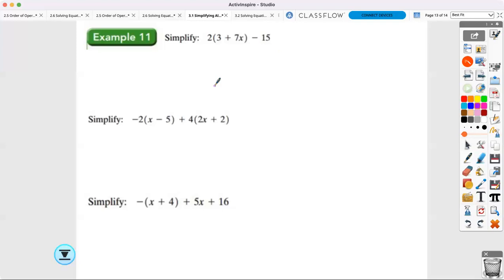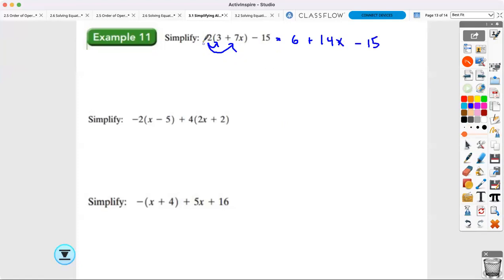All right, look at example 11, the first one. We have 2 plus the parentheses, right? So I'm gonna go ahead and get my pen and put an arrow with the 2 and the 3, 2 with the 7x. 2 times 3 is 6. 2 times 7x is 14x. And then I'm gonna bring down the minus 15.